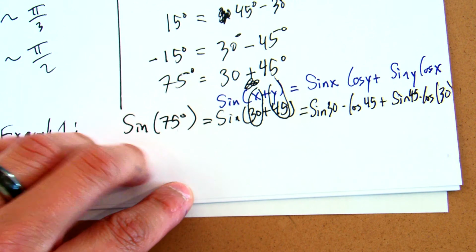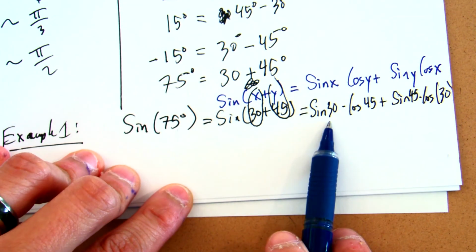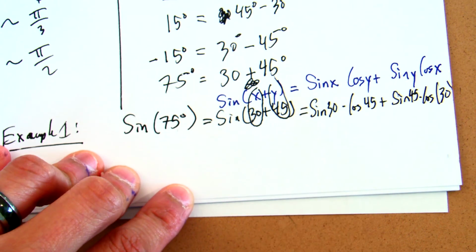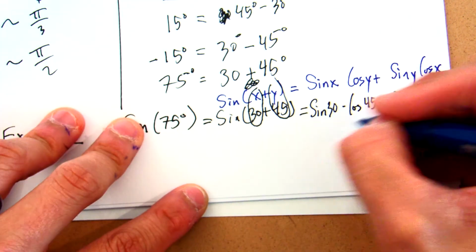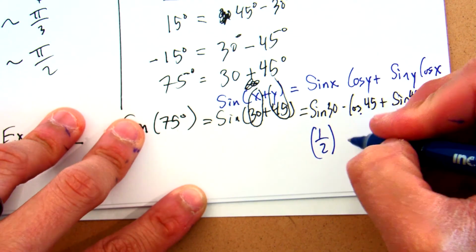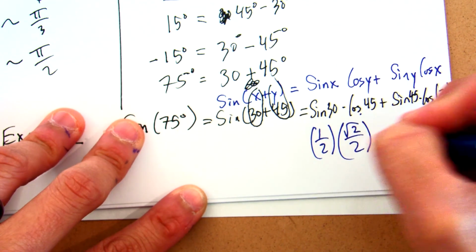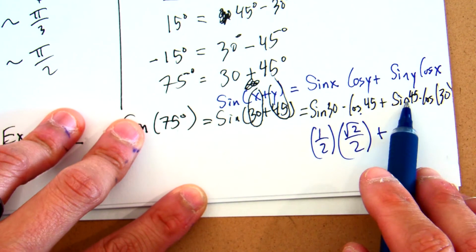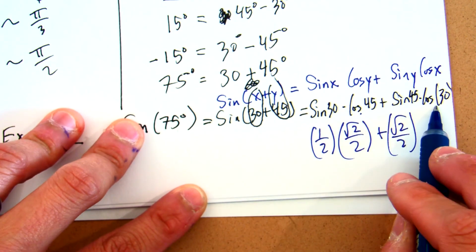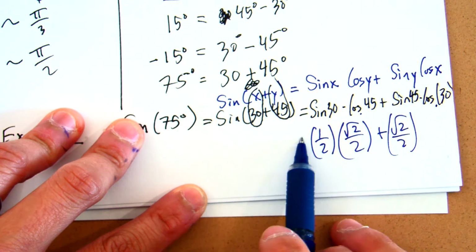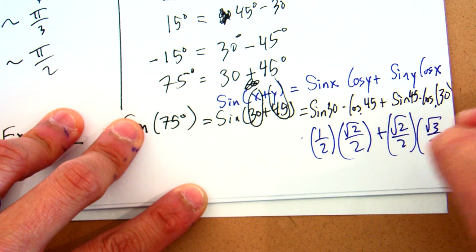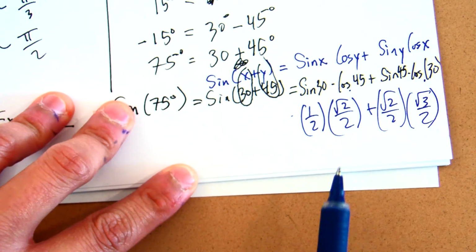Does anyone know what the sine of 30 is? It's either 1/2 or root 3 over 2. Which one? 1/2. It's 1/2. What's the cosine of 45? Root 2 over 2. That's the easy one. Plus, what's the sine of 45? Root 2 over 2. What's the cosine of 30? Yeah, because if this one was the half, this one is the square root of 3 over 2. And if you didn't know those, you would just go to your circle.